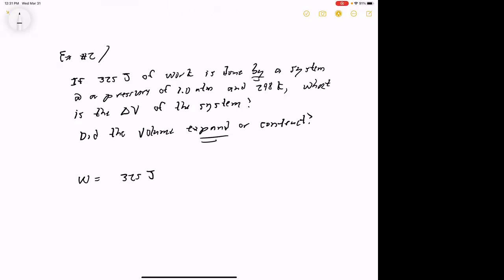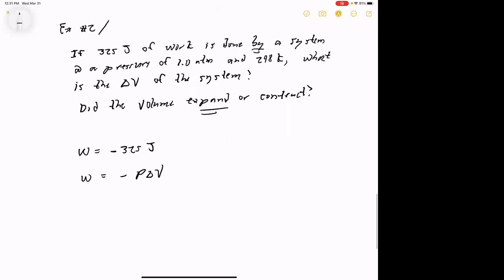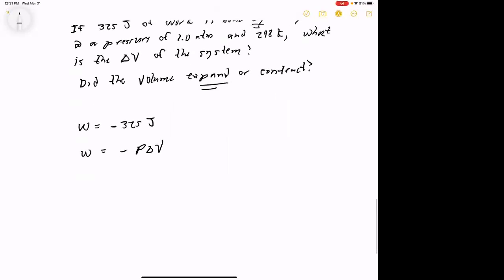What do you guys think? Negative. Negative. Yeah, you got it. It's negative. Why? Because the system is doing work on its surroundings. So that means the total internal energy of the system is decreasing because the work is decreasing. Very good. All right. And I also know that work is equal to minus P times delta V. That's another definition that we have. So I want delta V. So let's solve for delta V.